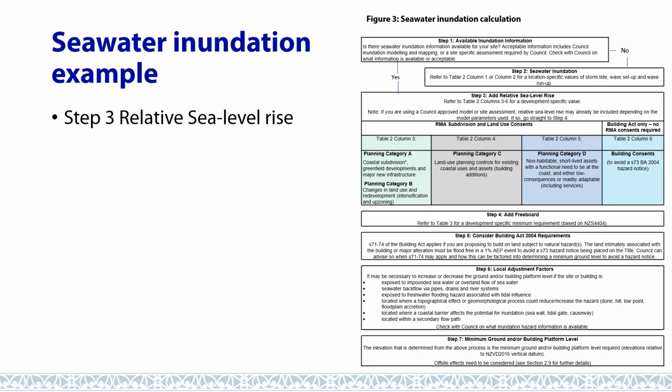Now that we have established the seawater inundation value, we need to add the relative sea level rise value, step 3 in the process. To do this, first we need to establish the planning category. The planning categories are defined in the MFE Coastal Hazards Guidance and can be seen here in step 3. Our example of a new dwelling at Tata Beach on an existing section fits into Planning Category B.